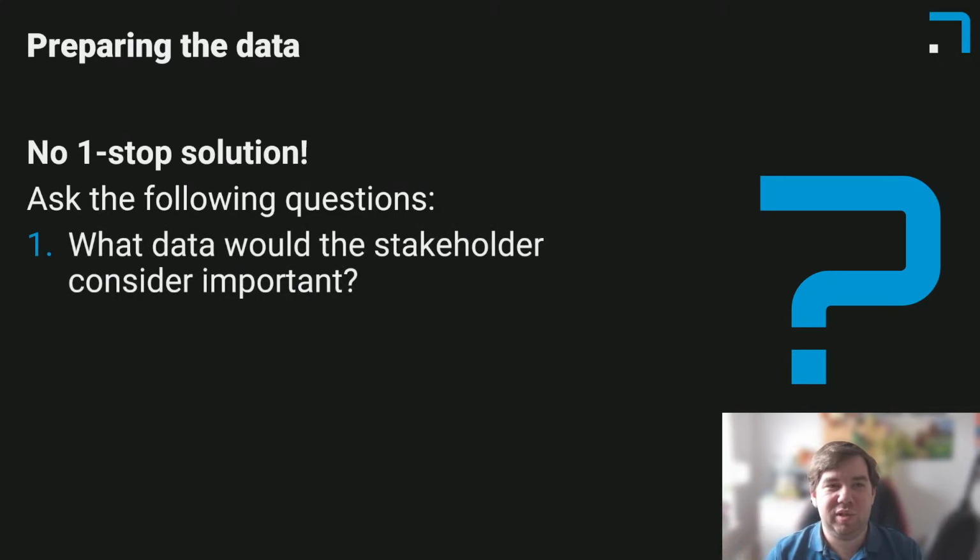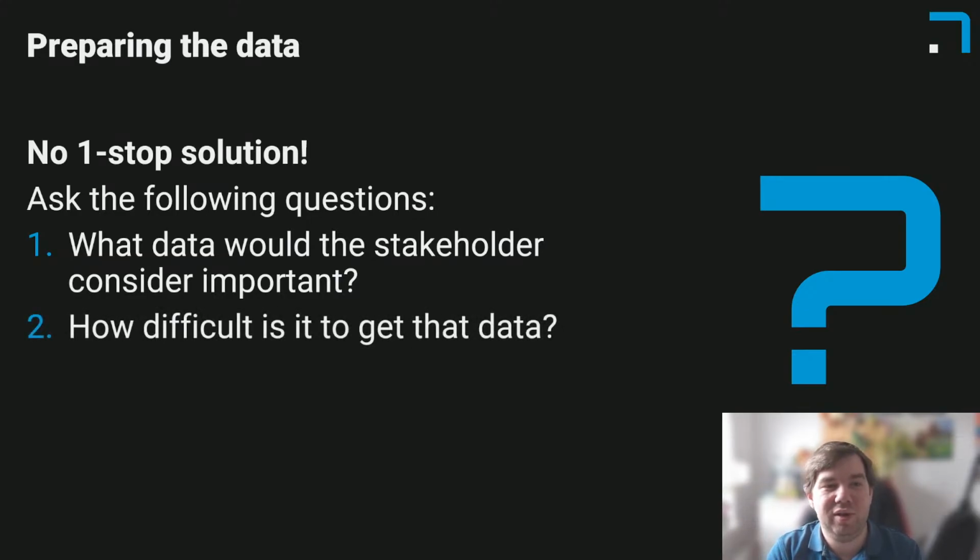First up, what data would the stakeholder consider important? This should be quite obvious to a lot of people, in that the stakeholder wants to see important information, so that should be front and center, and it should definitely be included in your report. Following that, how difficult is it to get that data? If we're looking at an automated tool, it may be quite simple. But if we're looking at manual, or some complex intermingling of data, then that could be quite difficult to extract.